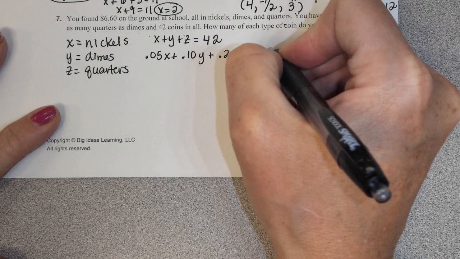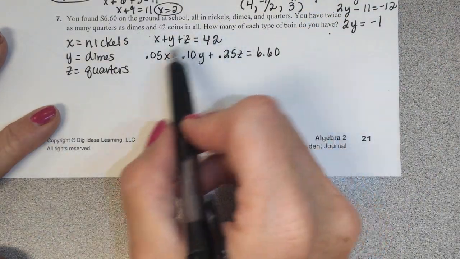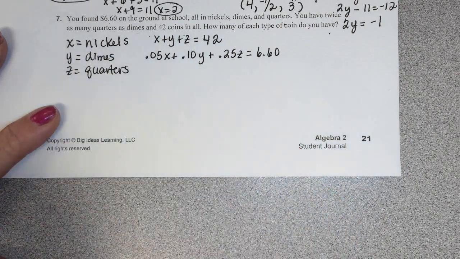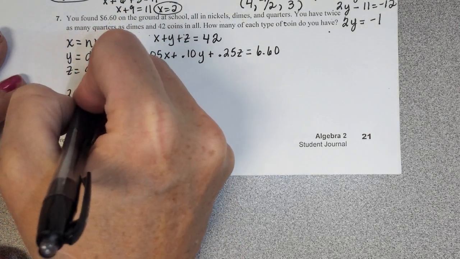Right, $6.60. Okay, so we have 3 variables. We only have 2 equations. So we must have one more equation to be able to solve. Jacob? 2z equals y. Let's double check that.